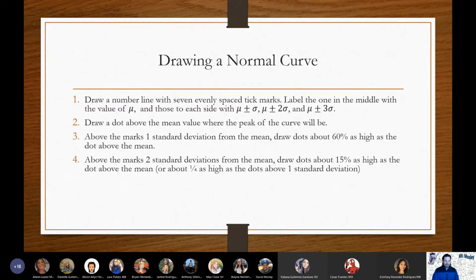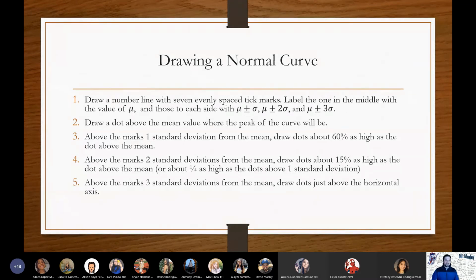Above the marks 2 standard deviations from the mean, draw dots about 15% as high as the dot above the mean, or about 1/4 as high as the dots above 1 standard deviation. It's probably going to be a little easier to associate it to the standard deviation it's closest to, but that's up to you. Above the marks 3 standard deviations from the mean, draw dots just above the horizontal axis. Okay, so the last dots are just barely up there. And then finally, you will connect the 7 dots with a smooth curve.